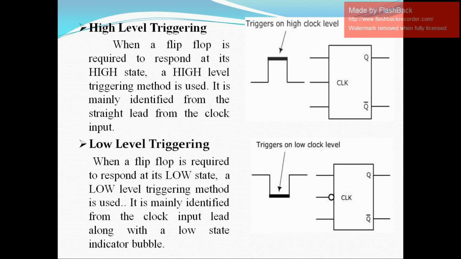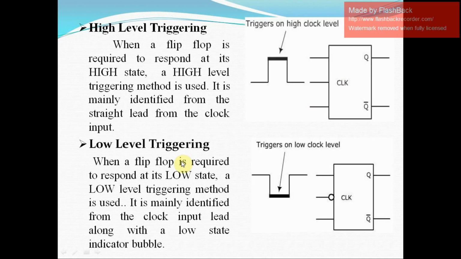First is the high level triggering. When a flip-flop is required to respond to a high state, the high level triggering method is used. It is mainly identified by the straight lead from the clock. This is the logical or symbolic representation of high level triggering, and it is represented with the connection to the flip-flop. This is a clock signal, a simple straight line connected to the clock pin.